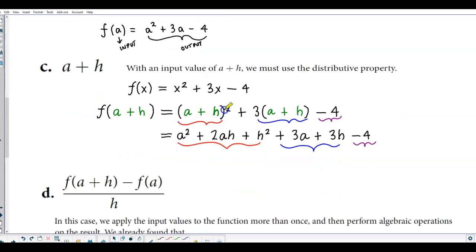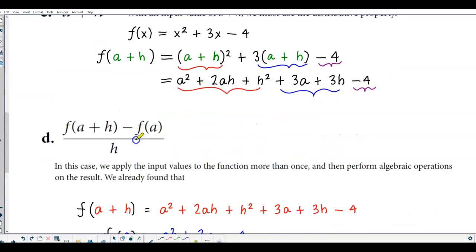Now, in a plus h squared, we need to multiply this together as two binomials, which gives us a perfect square trinomial, which becomes a squared plus 2ah plus h squared. And then we're going to distribute the 3 to both of those terms to get plus 3a plus 3h, and then minus 4. Now, if there's any terms that we can combine here, then we would. But there aren't any terms for us to combine, so therefore this is the input and this becomes the output.